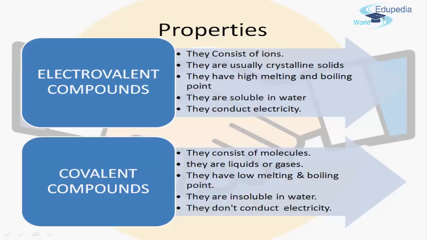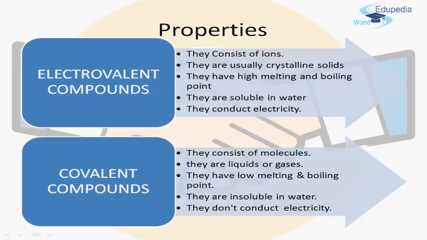Last, electrovalent compounds or ionic compounds conduct electricity when dissolved in water or when molten. That is, electrovalent compounds are electrolytes. They conduct electricity because they contain charged particles called ions. Whereas covalent compounds consist of molecules. For example, carbon tetrachloride is a covalent compound which consists of CCl4 molecules. So there are no ions in carbon tetrachloride.